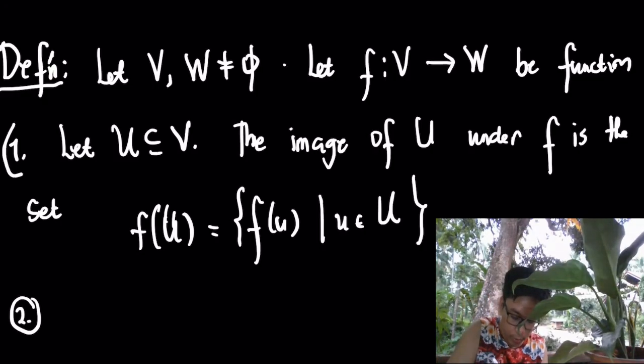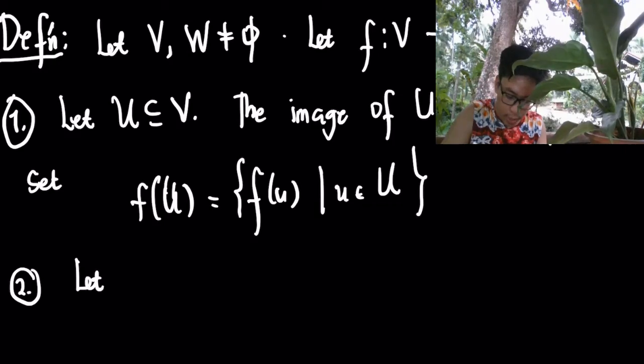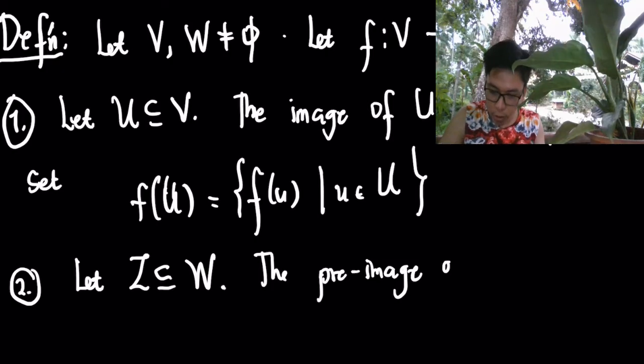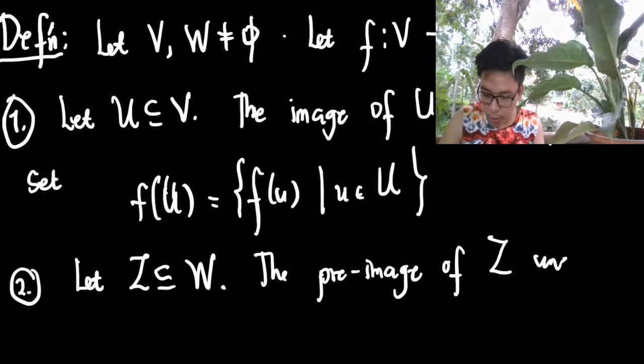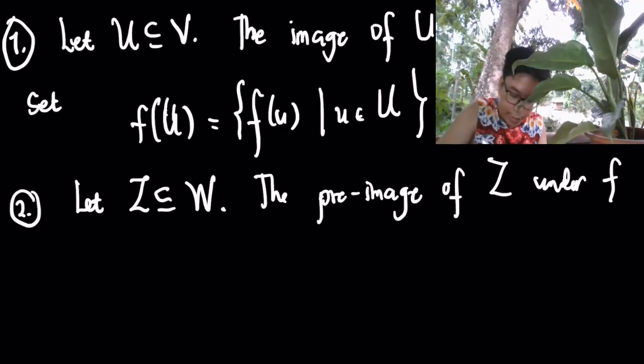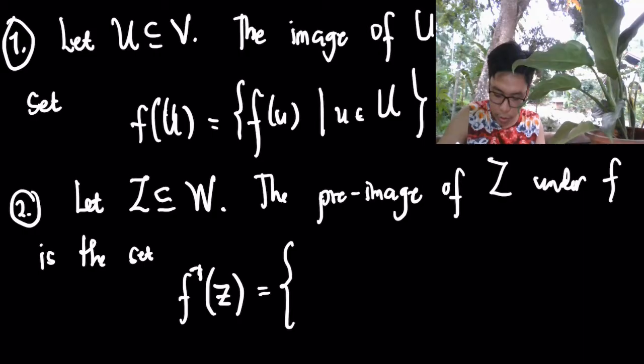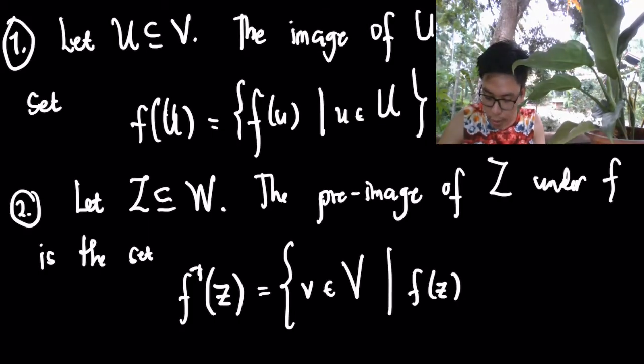Okay, number 2. Let Z be a subset of W. So the preimage of Z under f is the set f inverse of Z equals the set containing v, which is coming from your big V, such that f of v here is in Z.